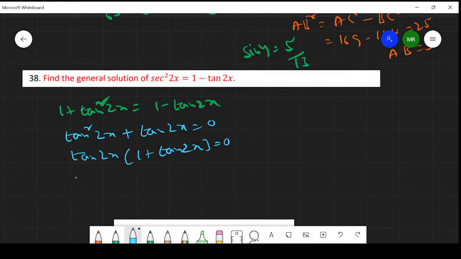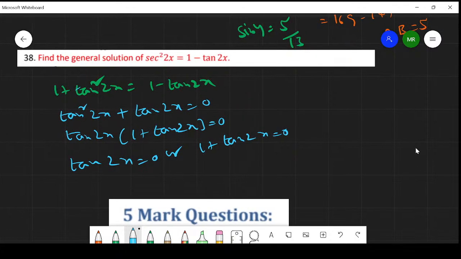Now I can write tan 2x equal to 0, or 1 plus tan 2x equal to 0. Correct? Just write that I got like this: tan 2x equal to 0, or 1 plus tan 2x equal to 0.